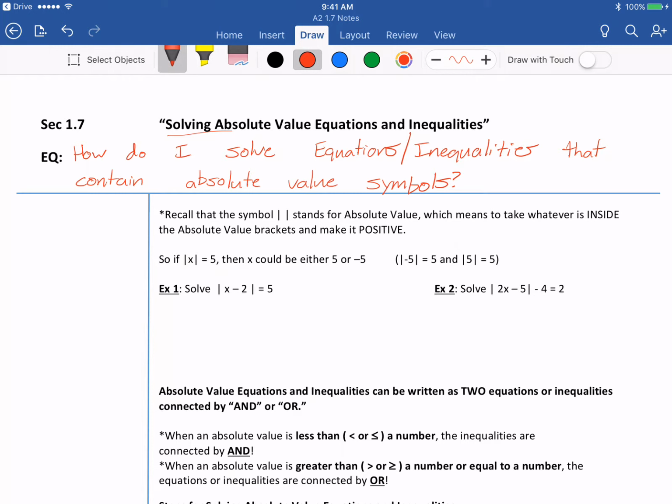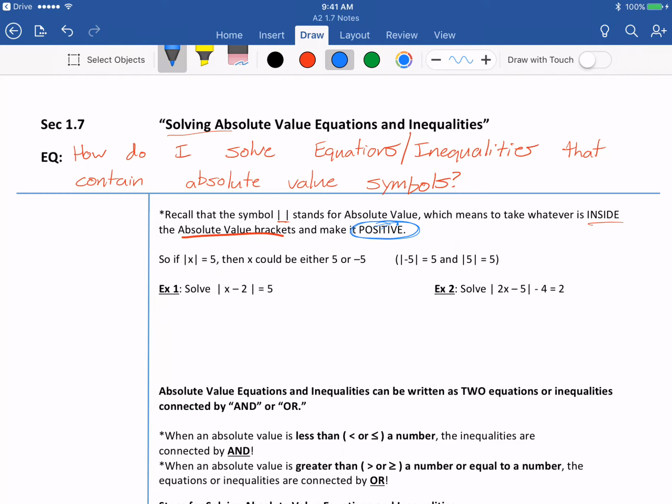So if you remember, absolute value symbols are these guys that stand straight up. And remember that whatever is inside the absolute value brackets, make it positive. So big thing right there. Everything that comes out of an absolute value is positive.